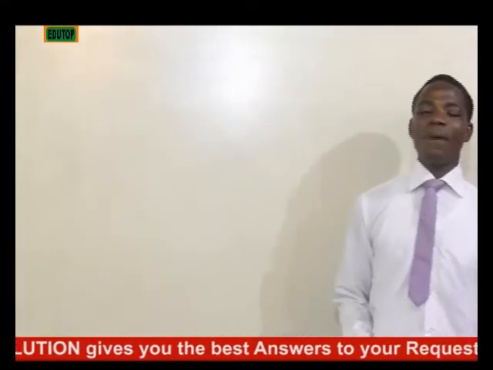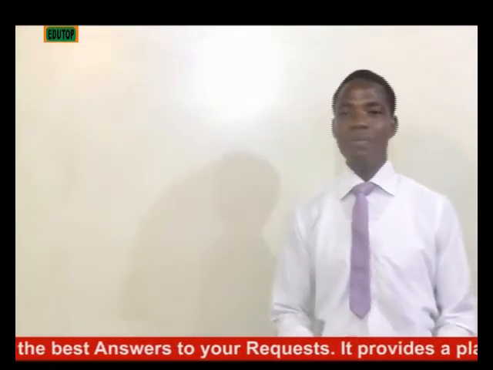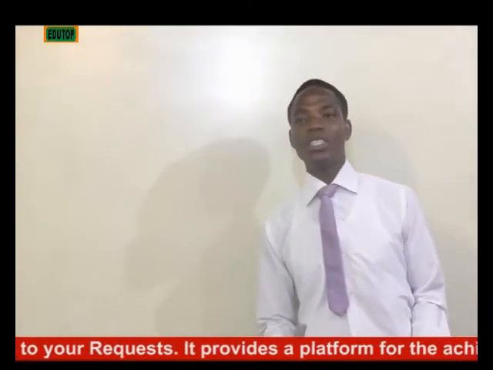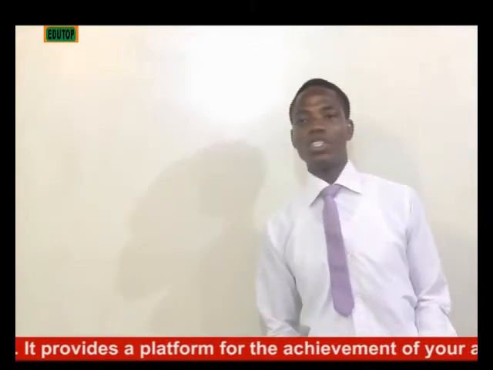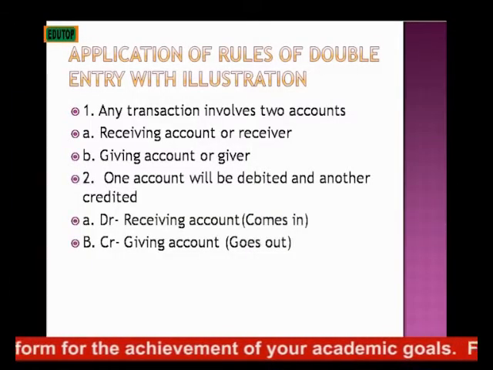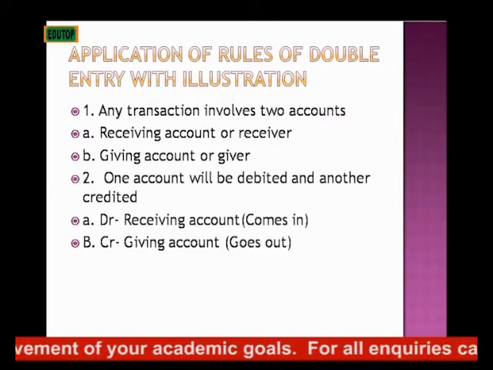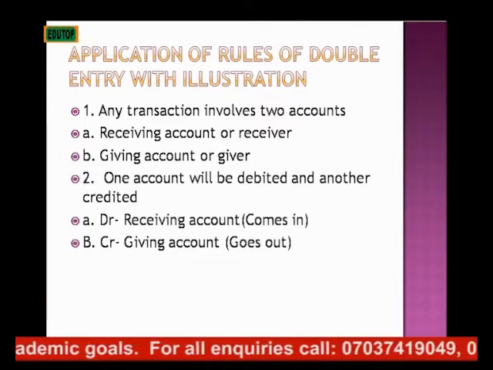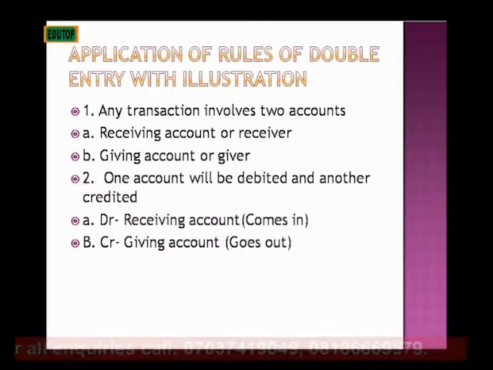Now, we'll be talking about applications of rules. Those rules that have been mentioned above, how to apply double entries with illustrations. Before we go to the illustration, number one, the application is that any transaction involves two accounts. That means the receiving account, the account that receives, or we call it the receiver account.